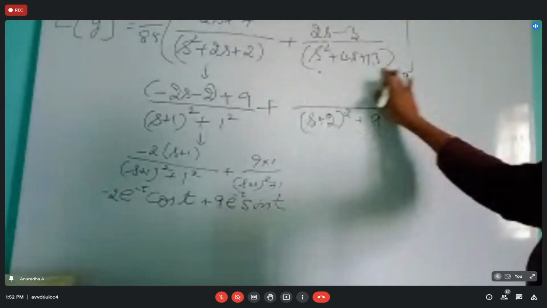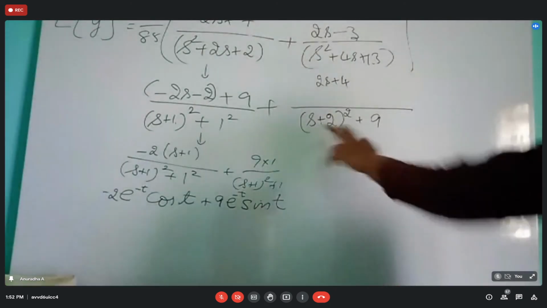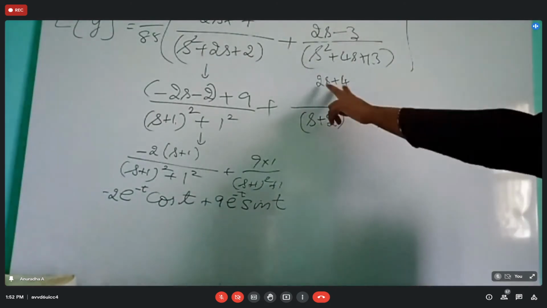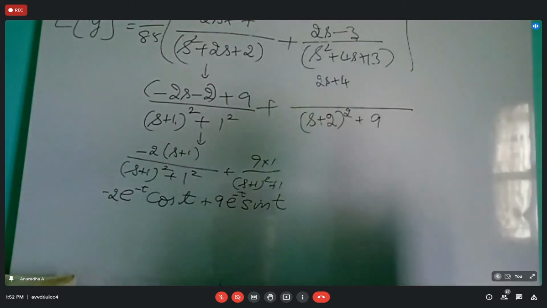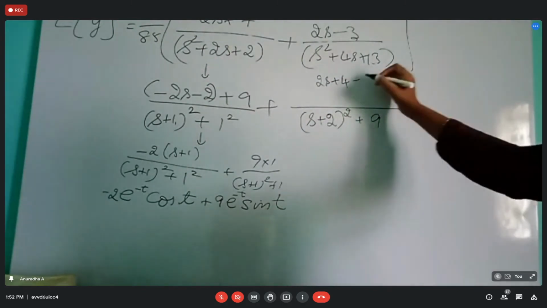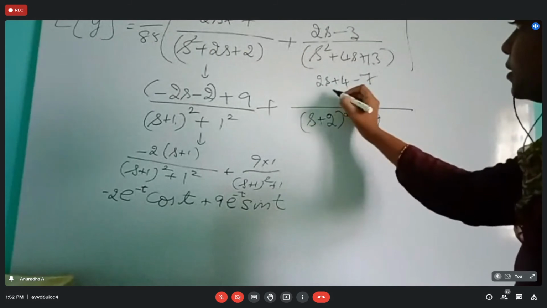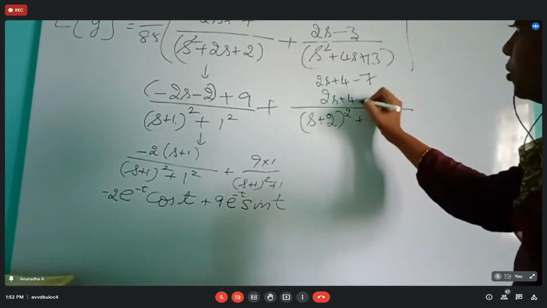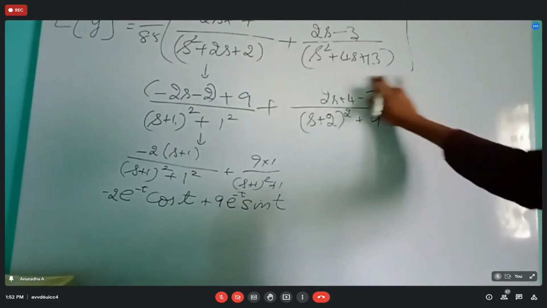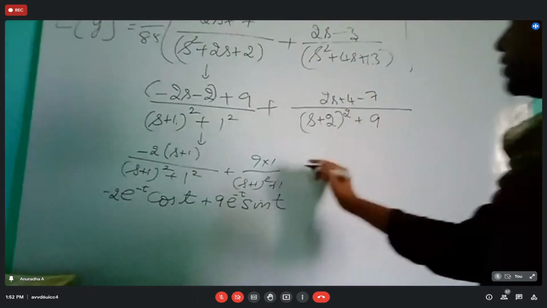Is that I have to 4. So what is that? 2s plus 4. If I have only 2s, I can write it as s plus 2, taking 2 common out. So now minus 3, I have to write it as minus 7. So these are the terms, 2s plus 4 minus 7, that will come in the numerator. The small adjustments. So what will come in the next term?